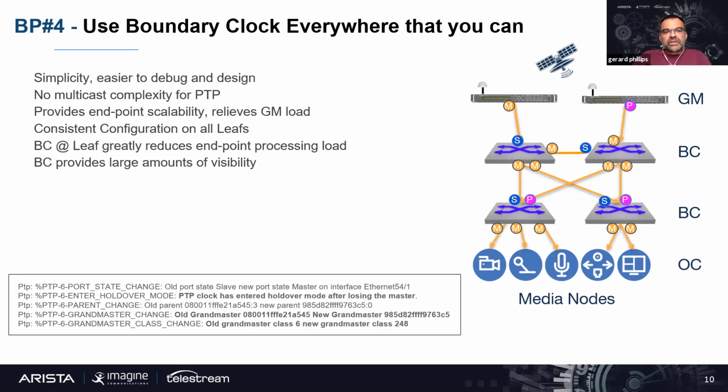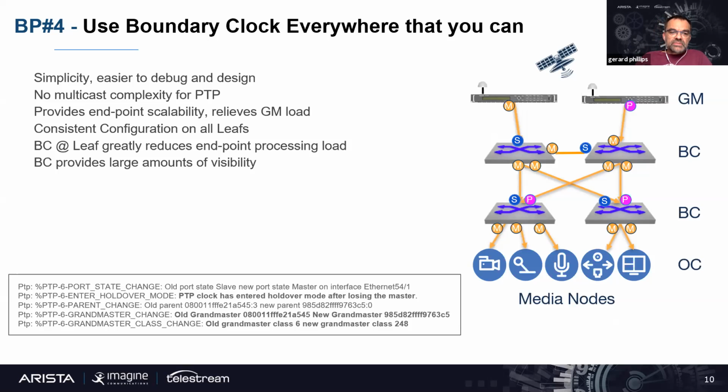So let's talk a little bit about some more best practices. Number 4, use boundary clocks everywhere that you can. It's pretty simple, but it's a very powerful best practice. PTP-aware network infrastructure can operate in either transparent clock mode or boundary clock mode. Both provide good accuracy, but boundary clocks have a number of other benefits that are really valuable.